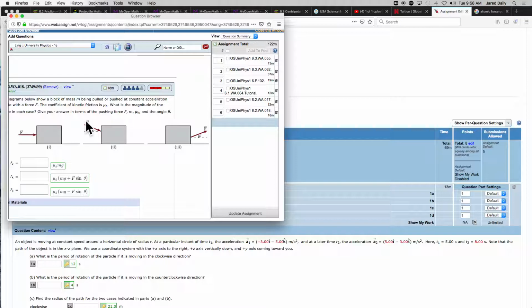In other words, the vertical component of this force actually increases the normal force. So the normal force in this problem is the weight plus the y component of this force.